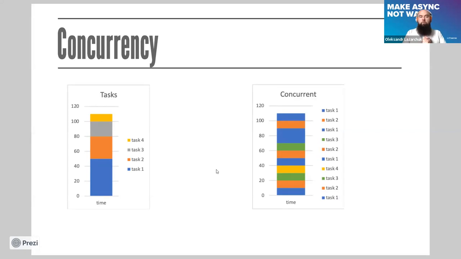So imagine we have four tasks, and the total execution time of these tasks is 110 seconds. If we run the tasks one by one, and we have tasks of different lengths, for example task number one took 50 seconds to execute, task number two 30 seconds more, and so on. And imagine the smallest task is executed at the end, which is not fair for the small task.